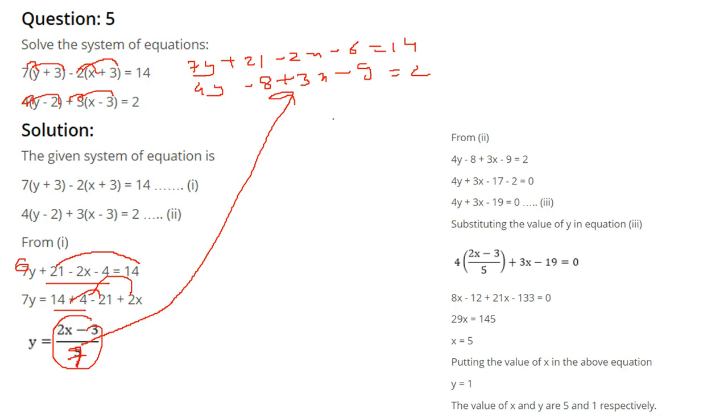So you get 4y plus 3x, bring 2 here, so it will be minus 2. Minus 8 minus 9 minus 2 will be minus 19 equal to 0. Now just put this y here. So you solve for x, you get 5. You solve for y, you get y equal to 1.